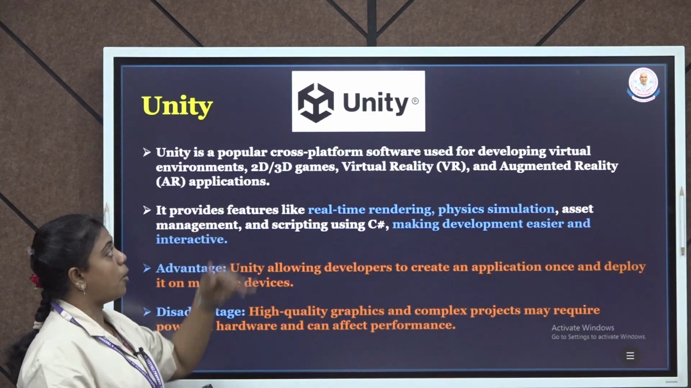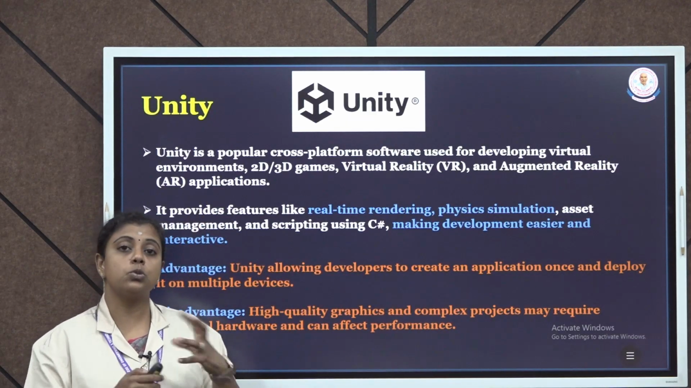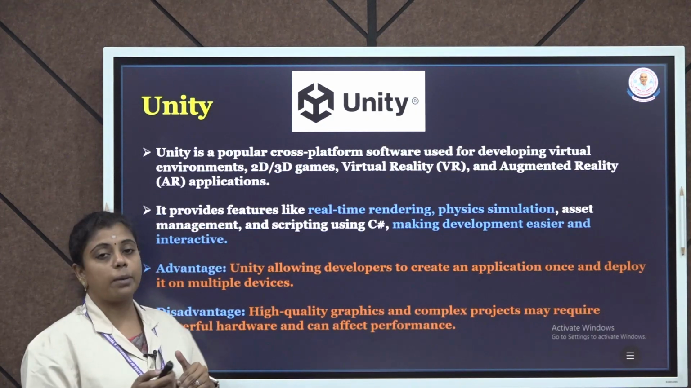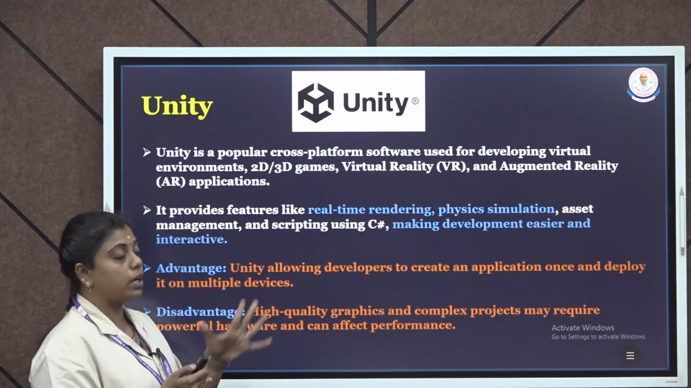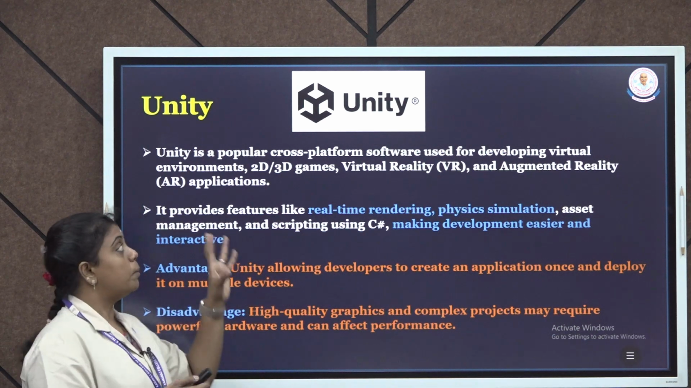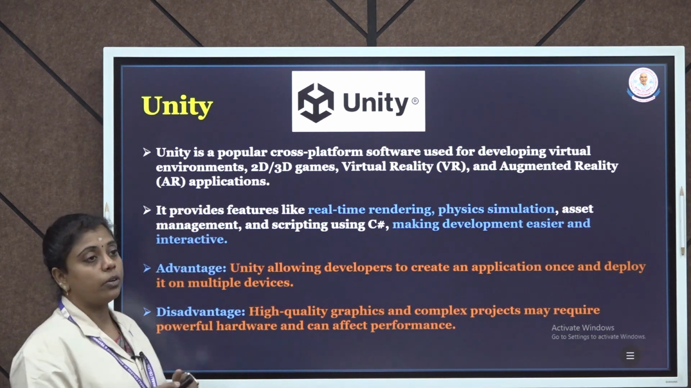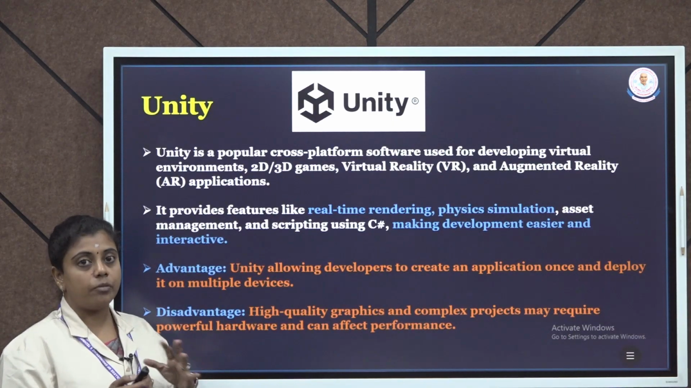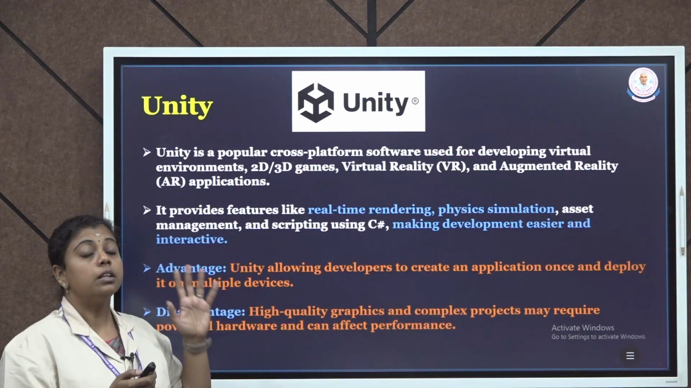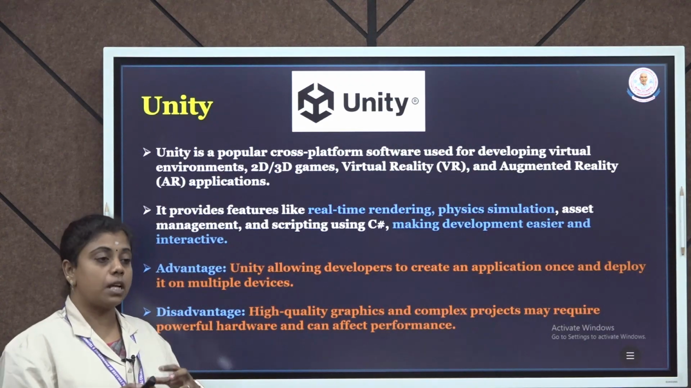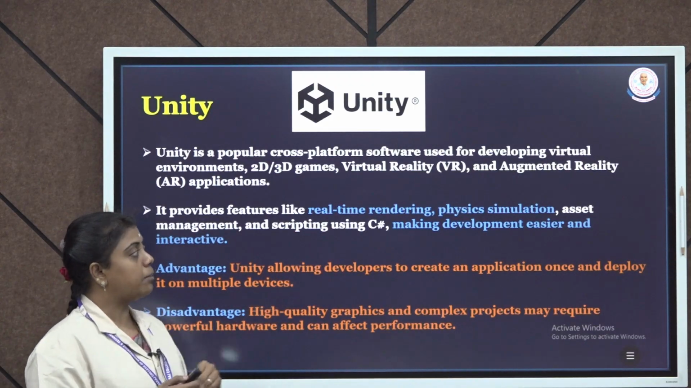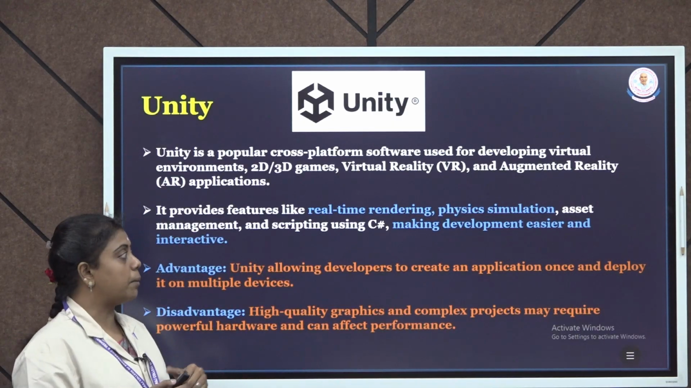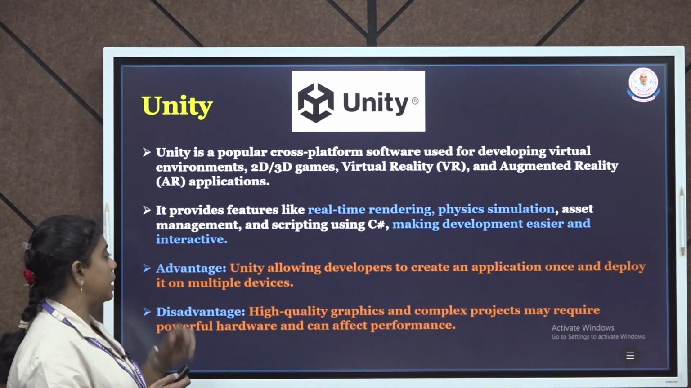Next type of software is Unity. Unity is a popular cross-platform software which is used to develop virtual environments and simulations, 2-dimensional and 3-dimensional games, and virtual reality and augmented reality. The main benefit of Unity is that we can develop an application once and deploy it multiple times. Unity has special features such as real-time rendering, physics simulation, asset management, and scripting using C#, making development easier and interactive.